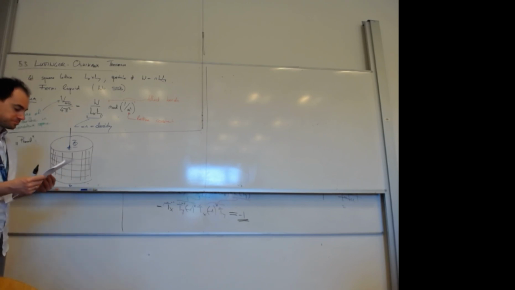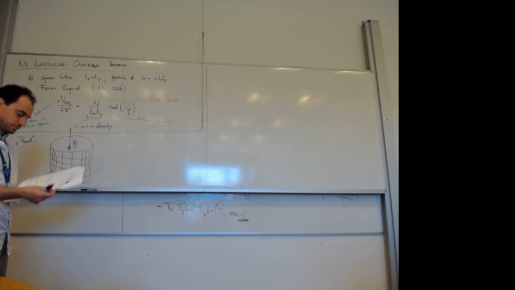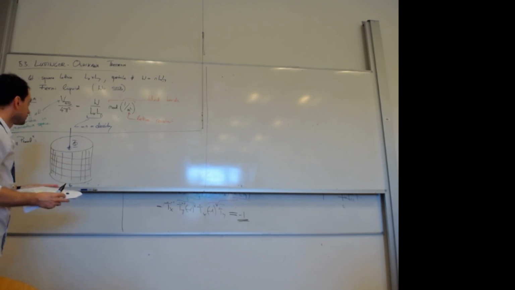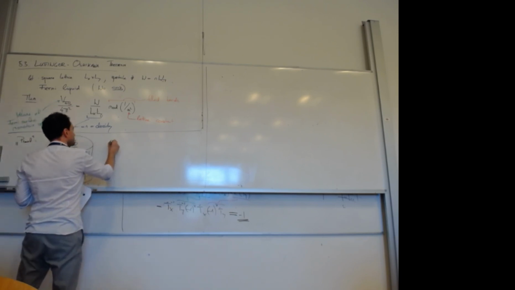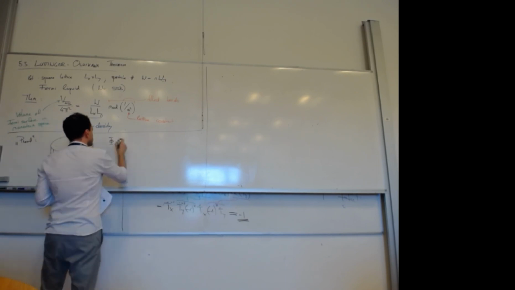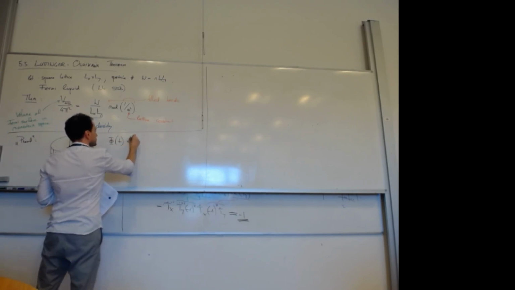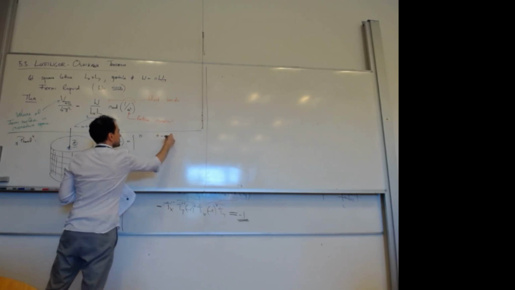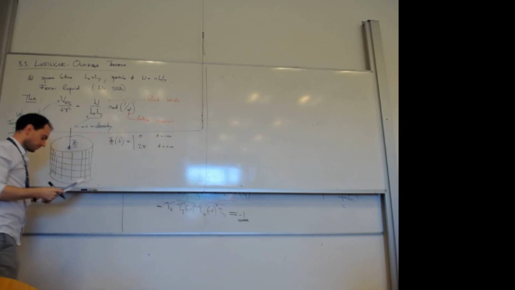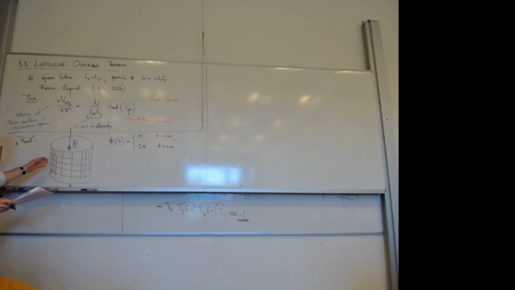So the flux phi of t is such that it's 0 if t equals minus infinity and 2 pi if t equals plus infinity. This is going to give a spin to this cylinder, and we're going to calculate the transfer momentum or angular momentum in two ways. And then we say it has to be the same.